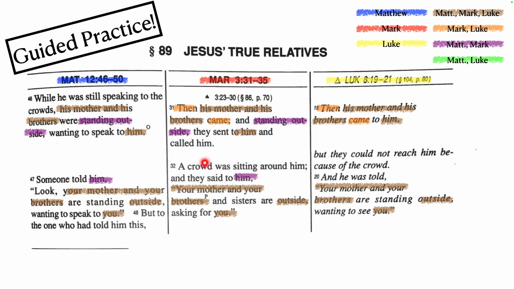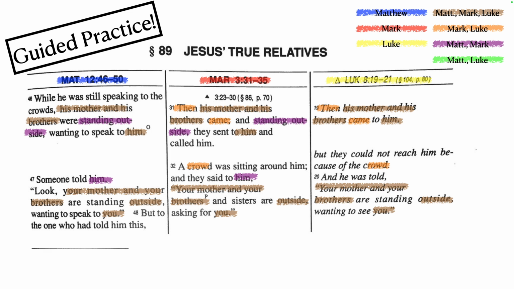Let's move on down here and find what overlaps in orange we have down here. So only in Mark and Luke do we have a crowd. Matthew does not mention the crowd here.